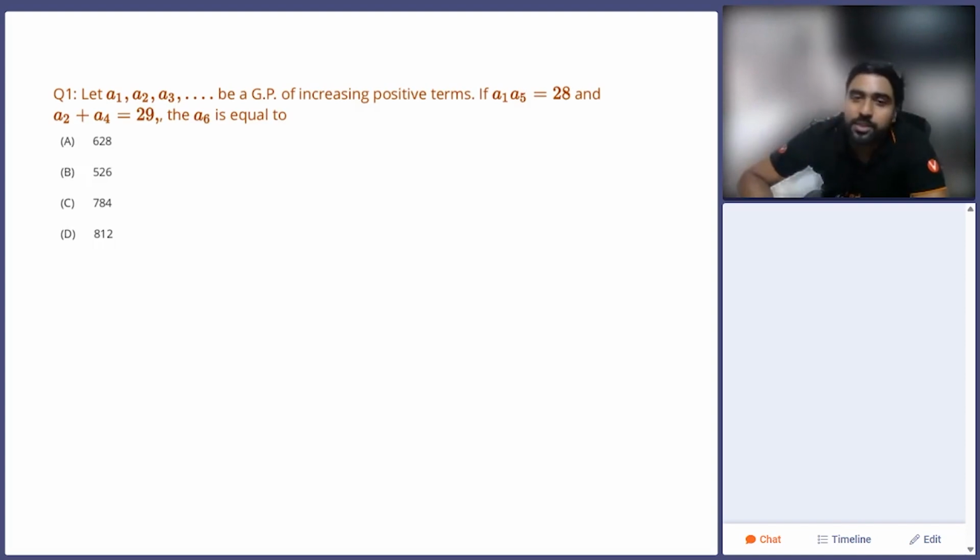Let's start off with the very first question. What do we have? We have A1, A2, A3. This is the GP of increasing positive terms. A1 into A5 is given to us as 28. A2 plus A4 is 29. What's the value of A6?